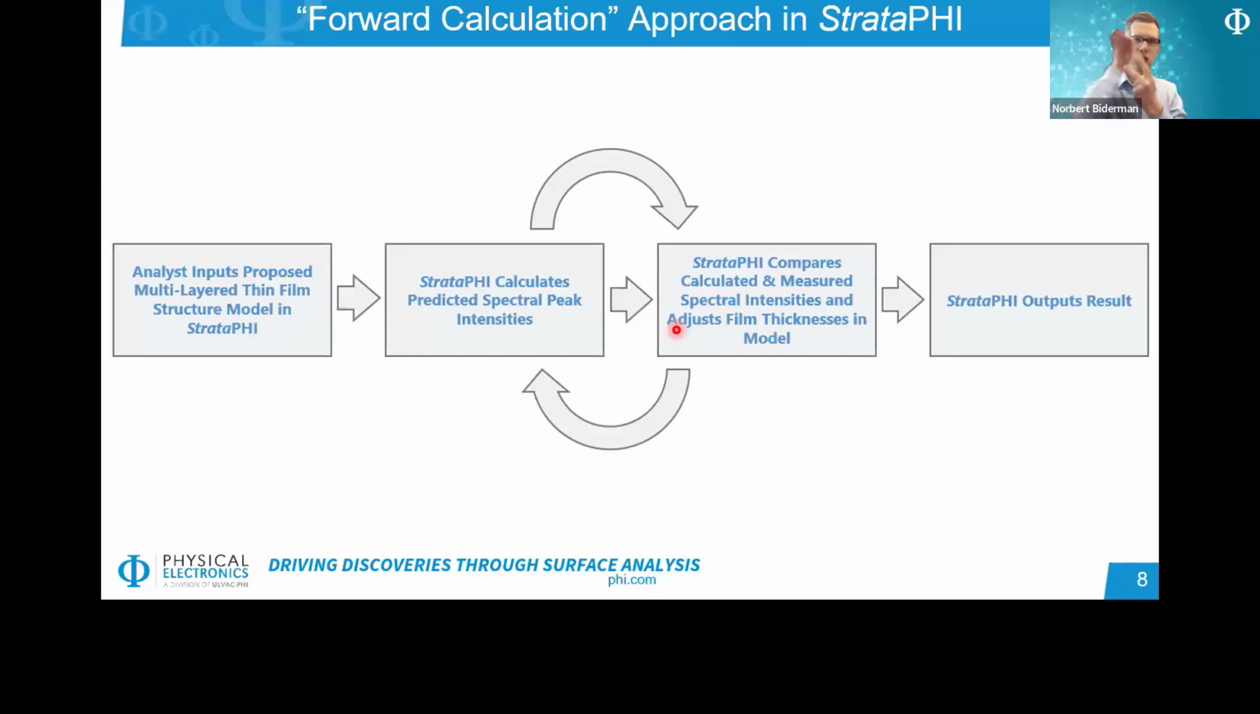It will then do a comparison of the predicted intensity against the experimental intensity. If you're off, Stratify will automatically modify the layer thicknesses to minimize that deviation. After finding the best fit, it will then output the results.